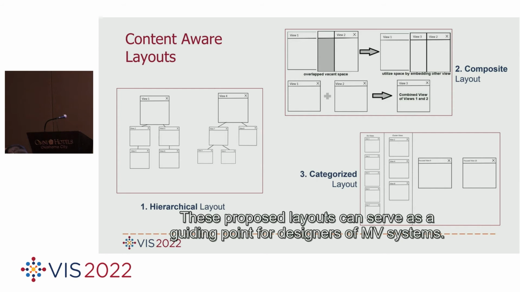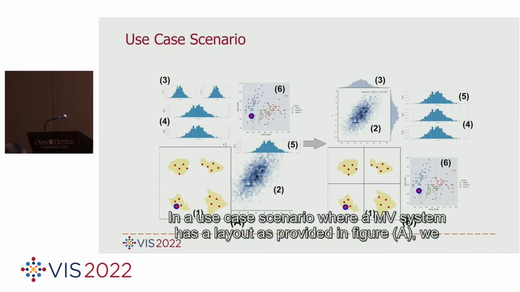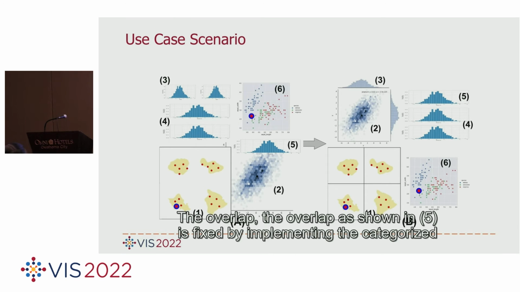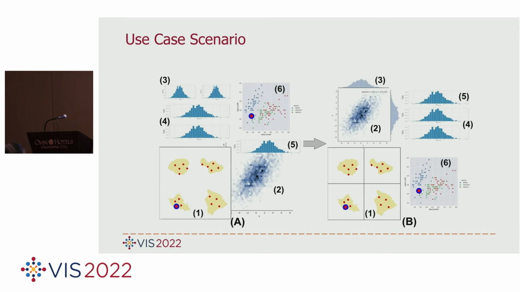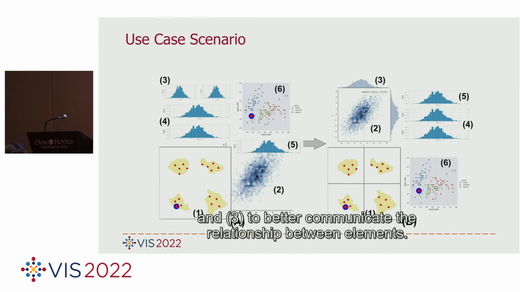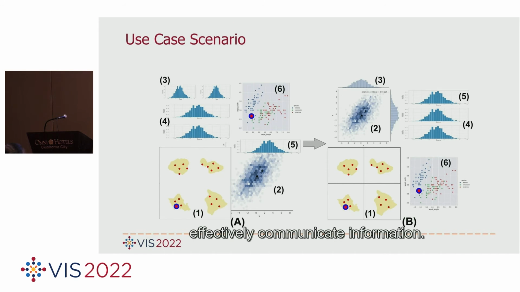These proposed layouts can serve as a guiding point for designers of MV systems. In a use case scenario where an MV system has a layout as provided in Figure A, we try to improve the layout by implementing the proposed layouts in this work. The overlap as shown in 5 is fixed by implementing the categorized layout and categorizing number 4 and 5 in a separate display space. Utilizing the composite layout provides a combined view of 2 and 3 to better communicate the relationship between elements. This results in an improved layout shown in Figure B that can effectively communicate information.